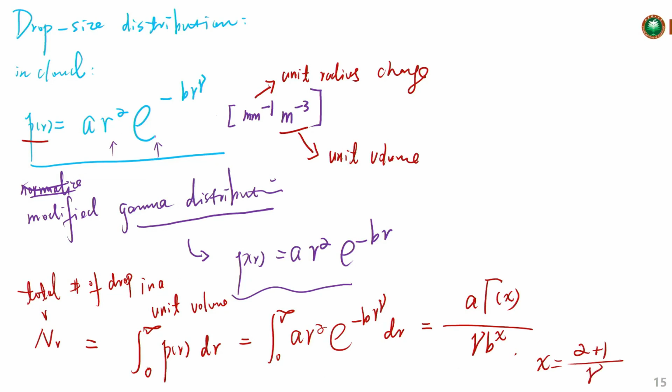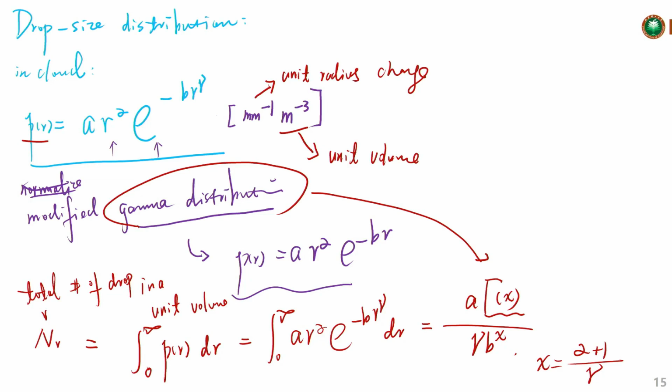So now we know why it is called gamma distribution, because finally we get the expression of the gamma function, for the total number in a unit volume. So this is why we get that one.